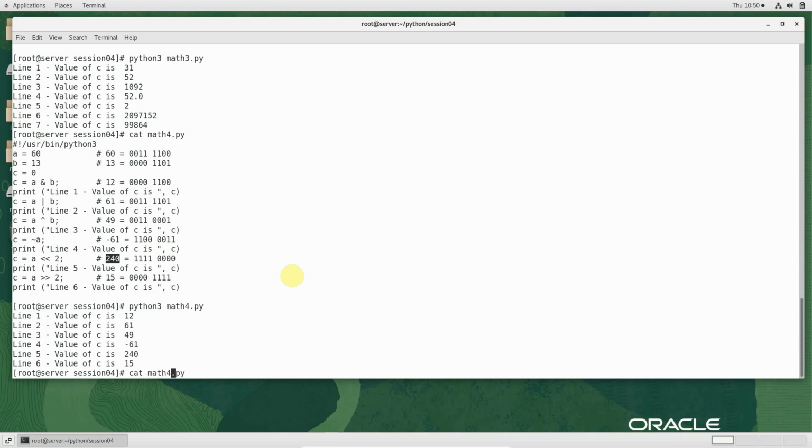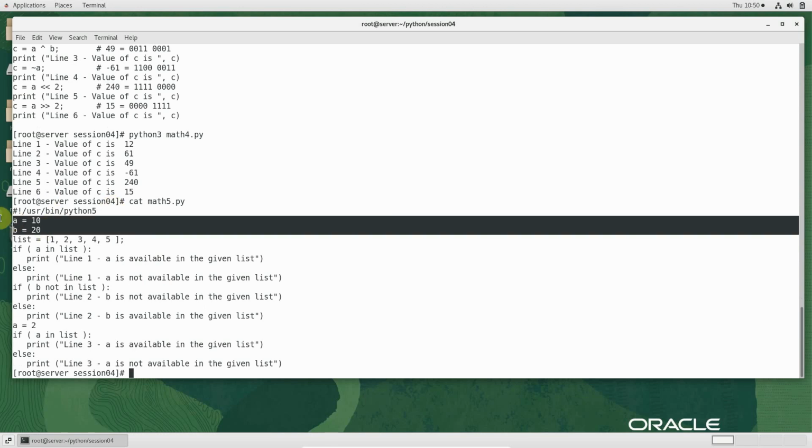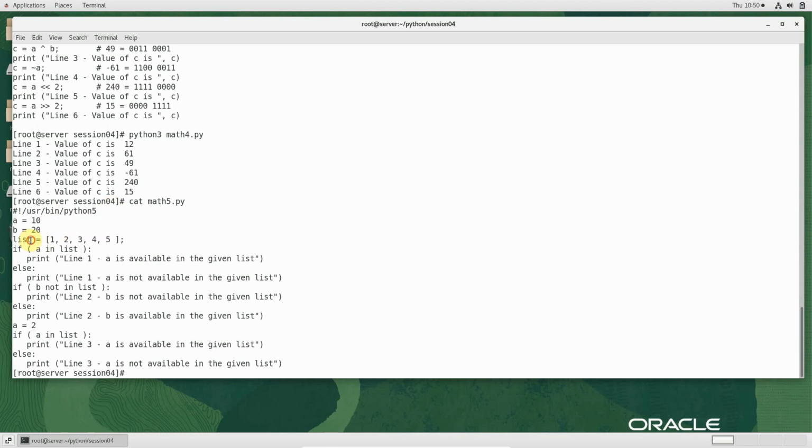Similarly, let's try another example. A equals 10, B equals 20, and we have a list of elements 1, 2, 3, 4, 5. Is A in the list? This is the in operator, that is the membership operator. Is A in the list? Absolutely not. So you will get the answer that A is not available in the list. So this will be the output.